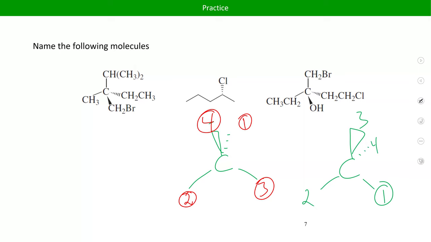As I suspected, we get another R. There would be nothing different about this if it was an S, we would just draw our final arrow in the other direction. But because this arrow, 1 to 2 to 3, goes clockwise, it's another R configuration. Not conformer, isomer.